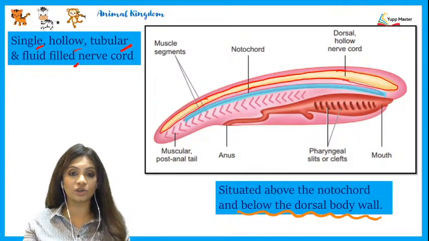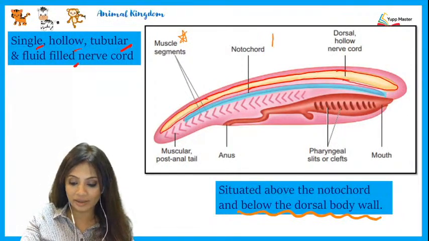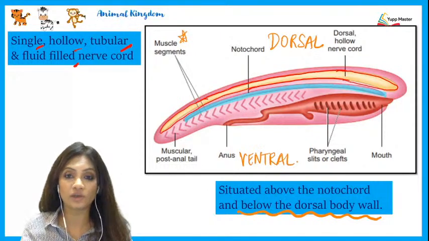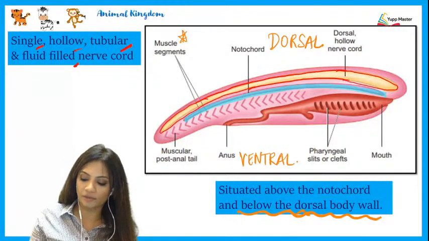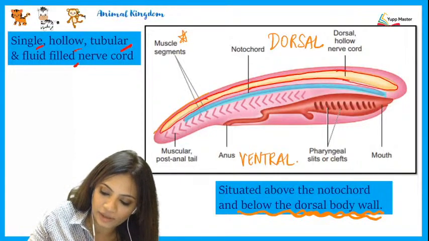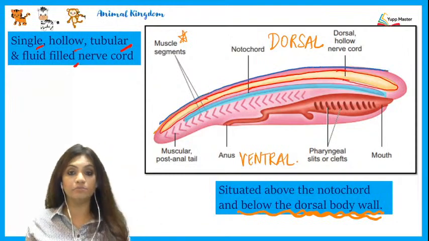In this structure, where is the dorsal side? This here is dorsal, and this part here is ventral. So you have the dorsal and the ventral side. Where is this located? It is located below the dorsal body wall, because this over here is the dorsal body wall, and the nerve cord is right below it.